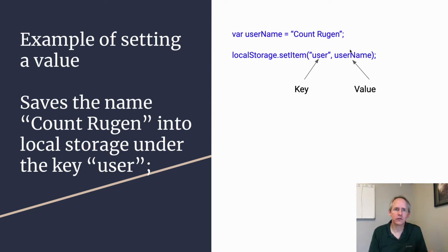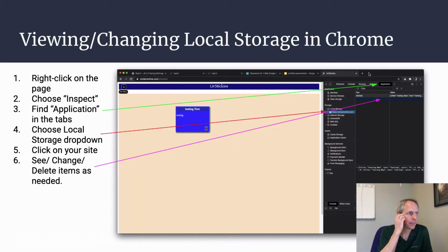So somewhere we'll have set this value. Maybe we'll have taken user input to grab it. Say var username equals countRugen. localStorage.setItem user, so that's the key. When we go to retrieve it, we'll pull it against that user key. And what are we saving? We're saving username, the value within that variable. So it's going to save countRugen into the key user.